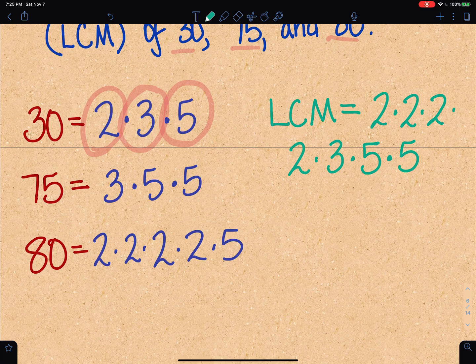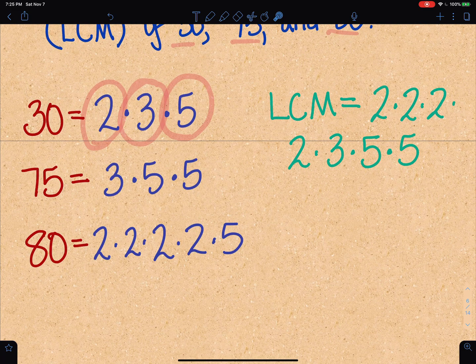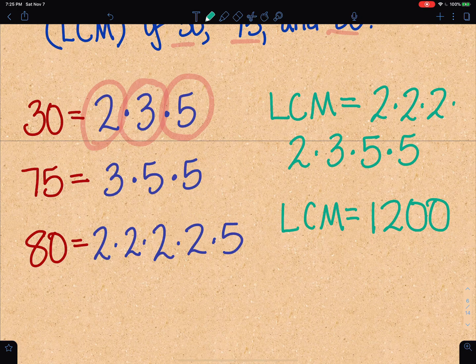Now I have to do this multiplication. 2 times 2 times 2 times 2 times 3 times 5 times 5. And if I multiply that out, I could just cheat and look at the thing. What number was I on? 43.2. Okay, I'm going to cheat and look in the book. And the answer is, dun dun dun dun, LCM equals 1200.